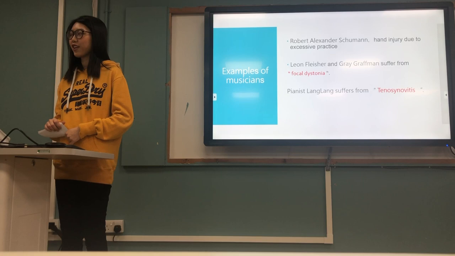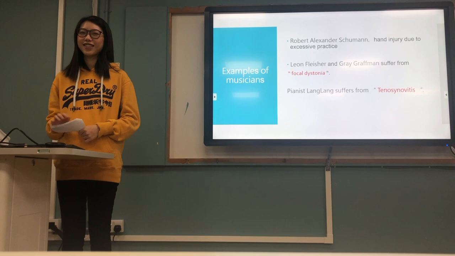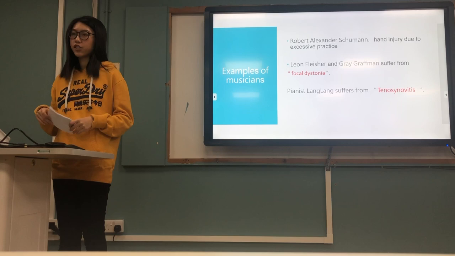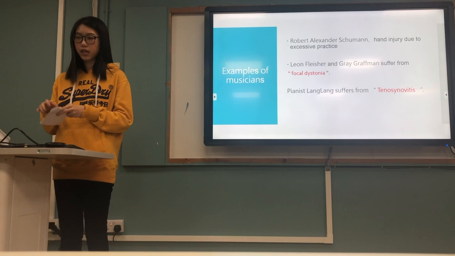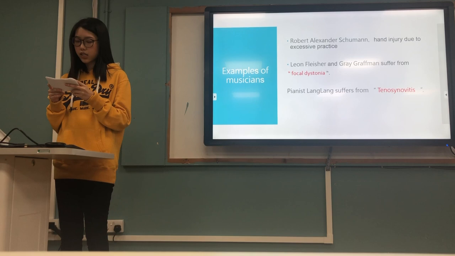But what is focal dystonia? Focal dystonia means that this symptom occurs in certain parts of the body, such as in playing action. It usually happens in the stage of professional performance. For example, musicians will lack control of the speed, accuracy, and strength of performing. In simple terms, this is an obstacle of action.